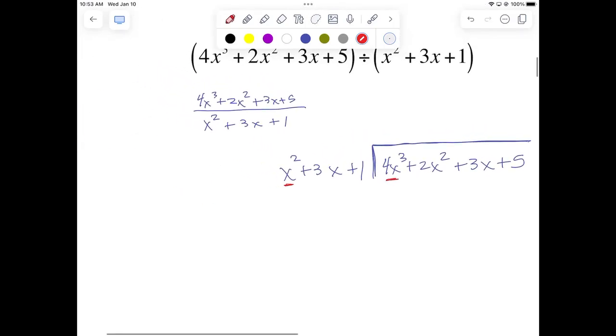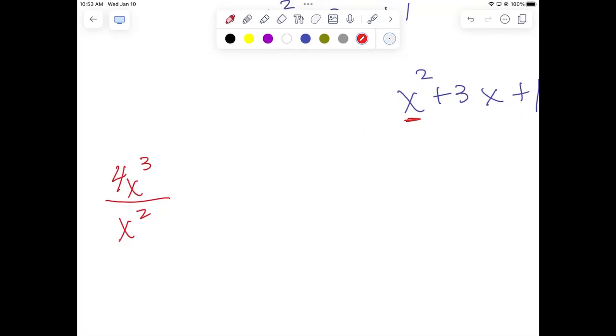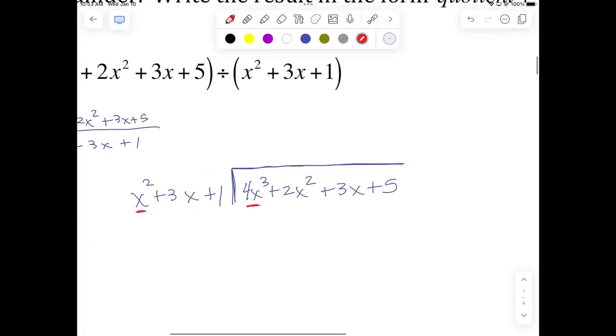Let's come off to the side here. What we're actually doing is 4x cubed divided by x squared, the division with the first terms only. When I write it like that, it's easier to work with. What does this simplify to? 4x, because the x cubed and the x squared divide out to give you x. So that's the answer. How many times does x squared go into 4x cubed? 4x times.